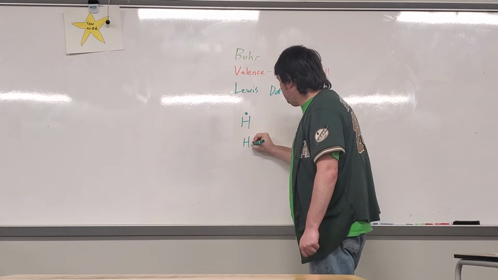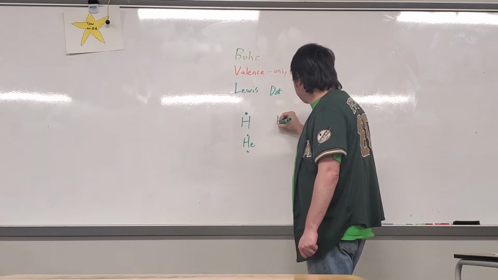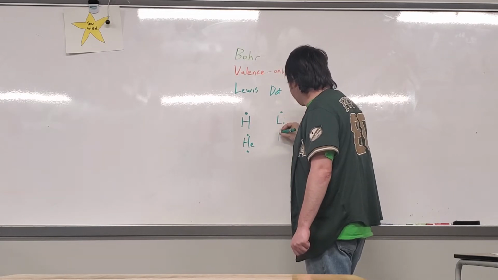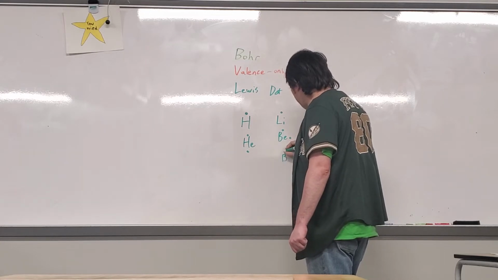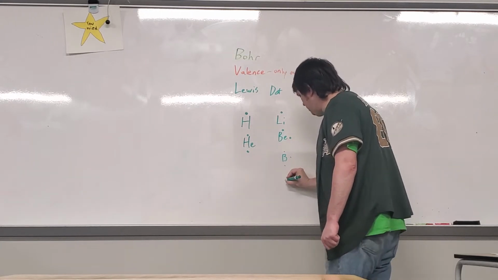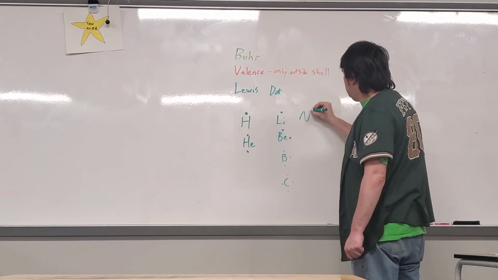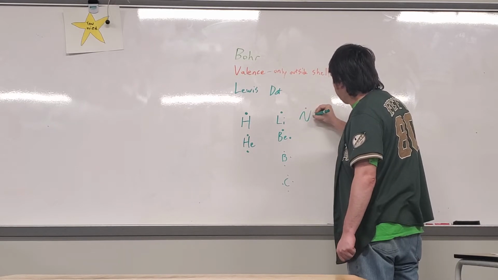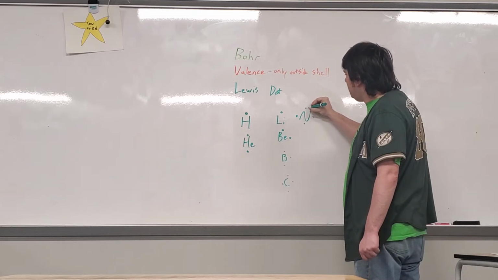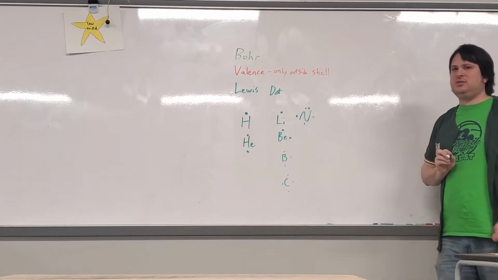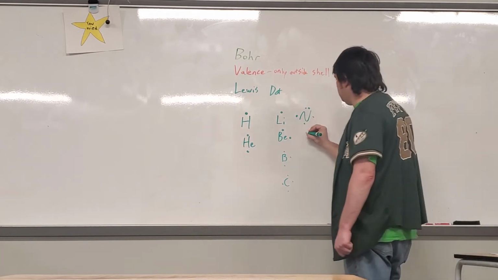So then helium would have 2. Lithium, 1. Beryllium, 2. Boron, 3. Carbon, 4. Then we get to nitrogen, and we get 5. If we are above 4, we start doubling up the electrons. Nitrogen would have 5, so it has 1 doubled pair of electrons.